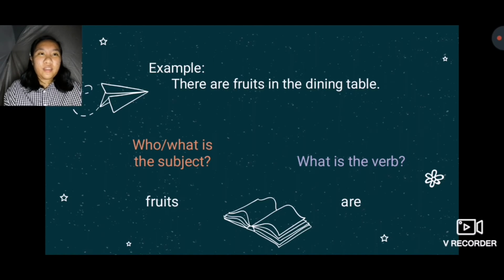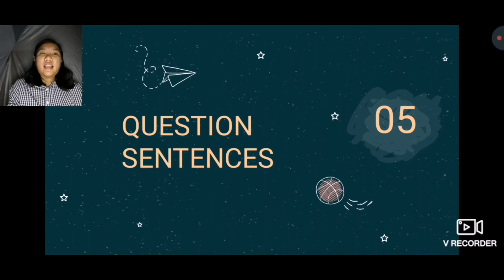Next example. There are fruits in the dining table. In this statement, we must again identify the verb first. So our verb here is the word are, which is a linking verb. Now we must find the subject of the sentence. After the are, there are fruits in the dining table, which makes fruits our subject, which we can find after the word are, which is the linking verb.